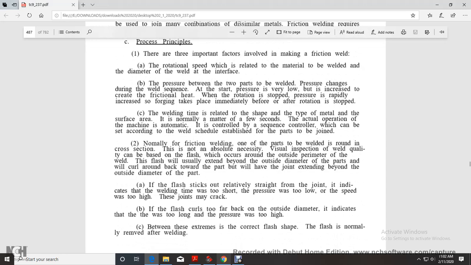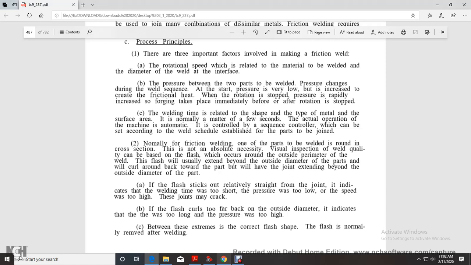Process principle: there are three important factors involved in making a friction weld: the rotation speed of the material relative to the weld, the diameter of the weld, and the pressure at the interface between the two parts to be welded. Pressure changes during the welding. It starts very low, then increases to create frictional heat. When the rotation stops, the pressure is rapidly increased. Forging takes place immediately before and after the rotation stops.